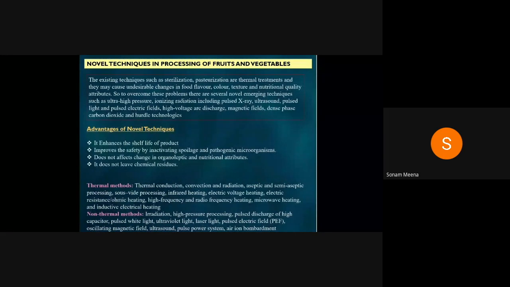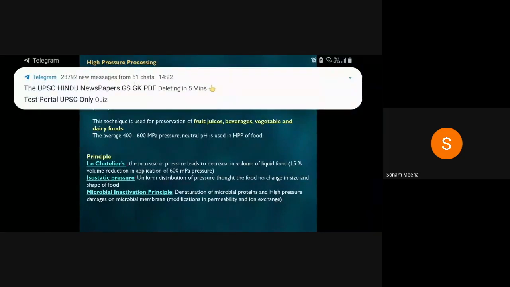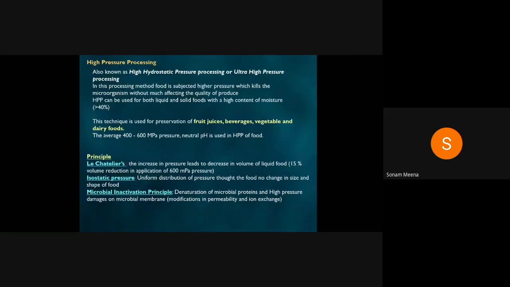Non-thermal techniques like high pressure processing, pulse discharge of high capacitor, UV light, pulsed electric field, like this. High pressure processing, mainly we should know what its principle is and for which purpose they are using. Principle means Le Chatelier principle, isostatic pressure, microbial inactivation principle. They may ask this principle related to high pressure processing. This processing is used only for fruit juices, beverages, vegetable and dairy foods.